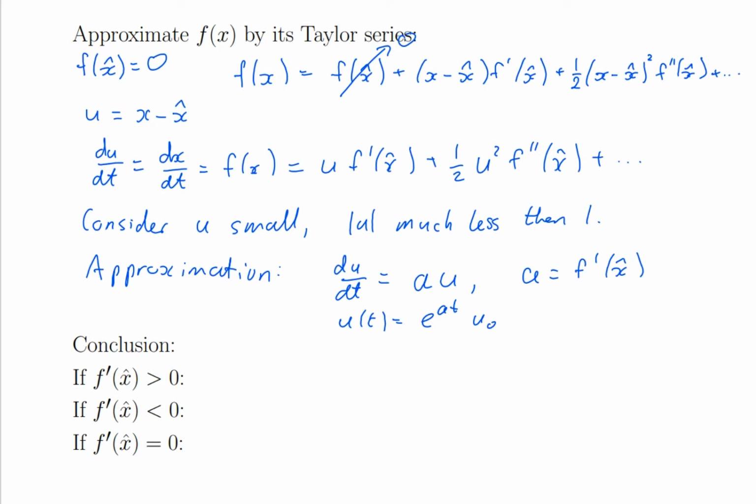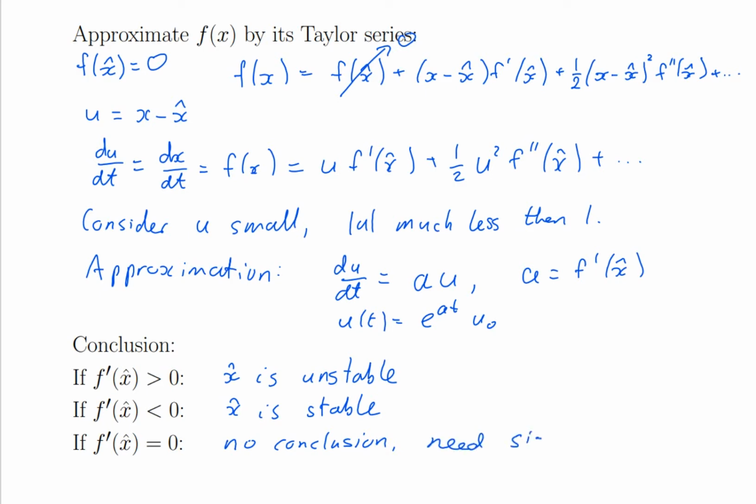So my conclusion is, if the derivative at the fixed point is positive, x hat is unstable. If the derivative at the fixed point is negative, the fixed point is stable. And what about if the derivative is 0? Well, if the derivative at the fixed point is 0, unfortunately this idea doesn't work, because now I'm onto the second term. So from this method I get no conclusion. I'd have to actually work out the actual sign of f of x to determine the stability.